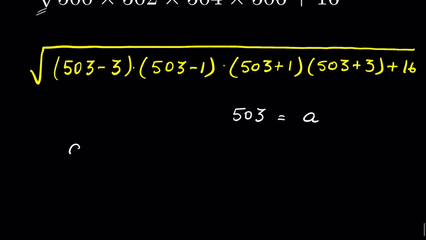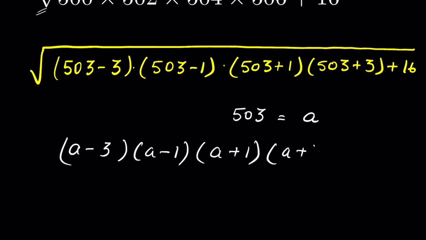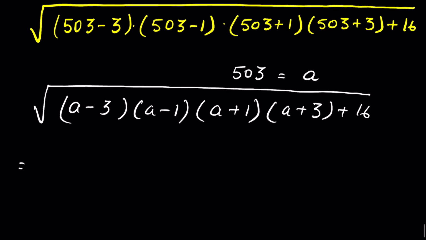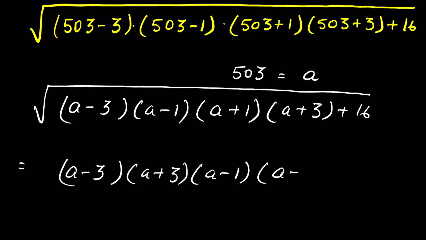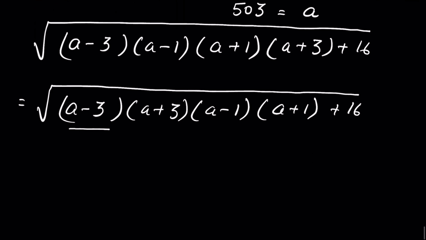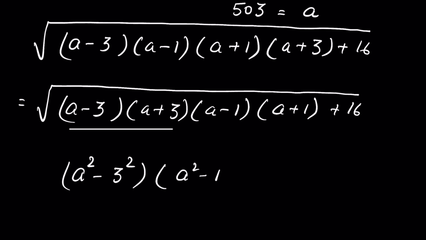In that case, we have a minus 3 times a minus 1, times a plus 1, times a plus 3, plus 16 under square root. If we rearrange it, we can write it as a minus 3 times a plus 3, and then times a minus 1 times a plus 1, plus 16 under square root. Now this is in the form of difference of squares. So we can write it as a square minus 3 square and a square minus 1 square, plus 16 under square root.